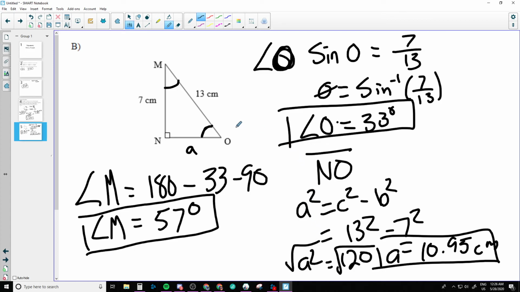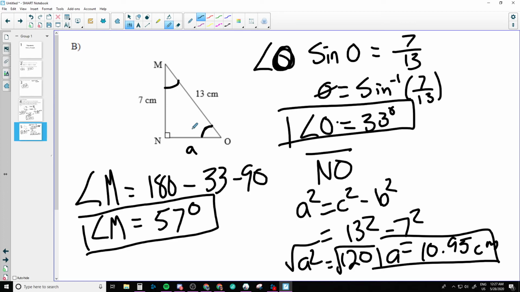Okay, if you were to decide you don't want to use this for whatever reason and you want to solve it using trig again, you could solve for this angle using cosine. This is the adjacent side and this is the hypotenuse. Okay, so there are a number of different ways you can do it. Whichever way makes the most sense for you, you should try that.